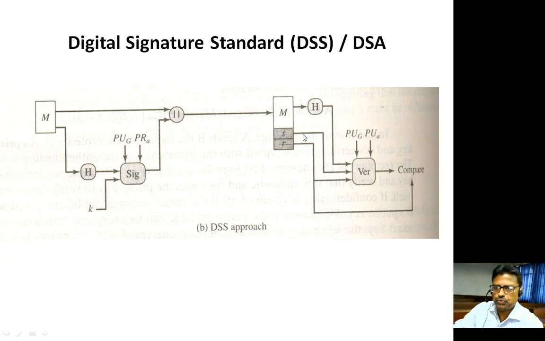So what the receiver is going to do is try to find the hash value of the message by applying the same algorithm as applied on the sender side. The same algorithm is used to get the hash value, and this S value and this R value are applied to the verification algorithm along with the global public key as well as the public key of the sender. Then this R value is compared with the resultant of the verification algorithm. If both R are the same, the message will be accepted, otherwise not accepted.